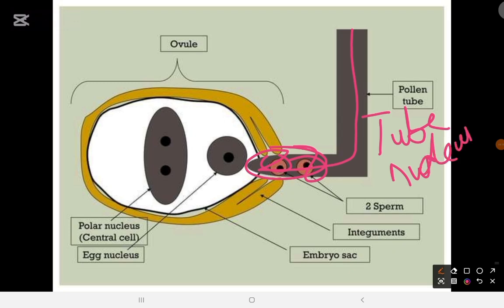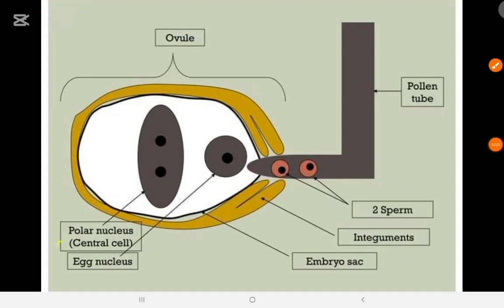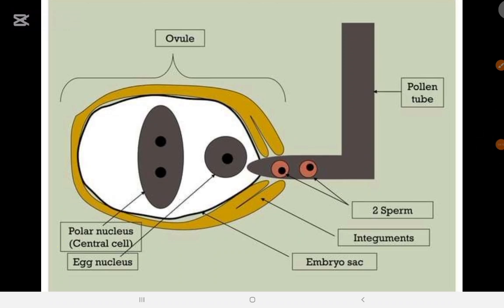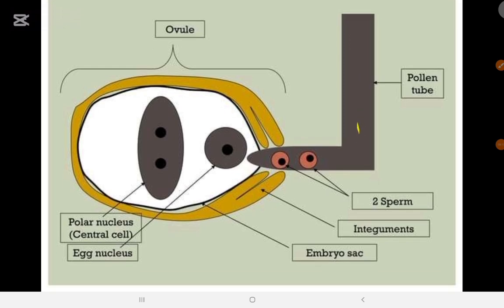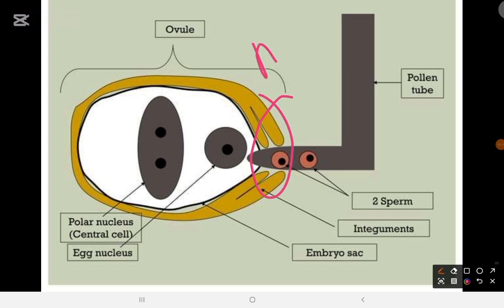This is how fertilization now takes place. The pollen tube has now entered into the ovule. It's entered through the micropyle, like we rightly said, and of course, now it's bearing only two nuclei here, which are products of the mitotic division of the generative nucleus.